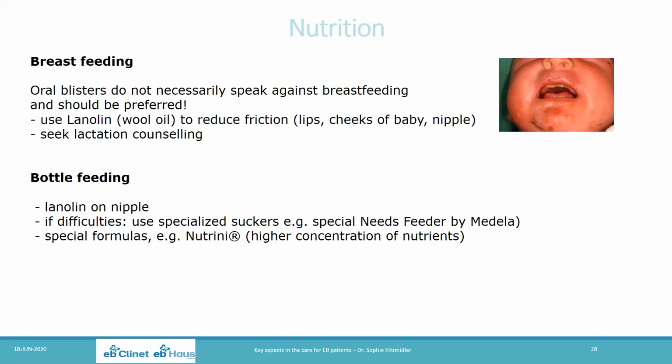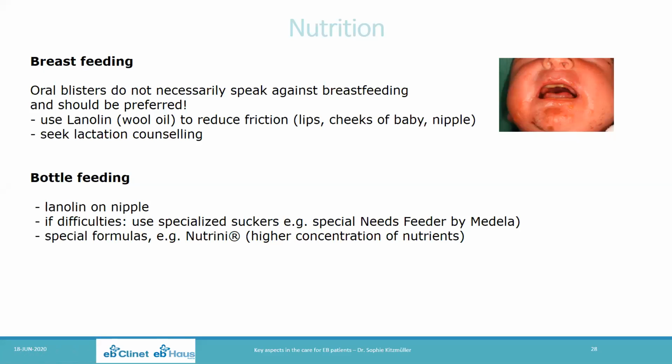Also, it is always good for the mother to seek lactation counseling, because the stress of giving birth to a child with EB and getting to know of this chronic disease might impair the milk production. So it's always good to seek lactation counseling and get into the habit of how to breastfeed the baby. If the mother does not produce milk or breastfeeding is not possible, you can also do bottle feeding with specialized formulas.